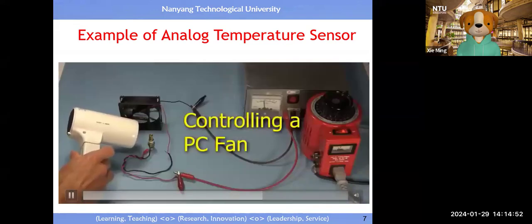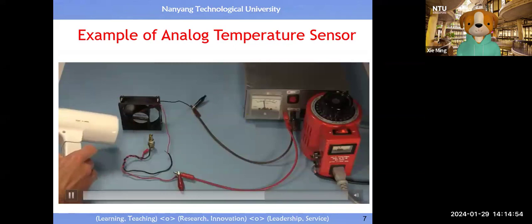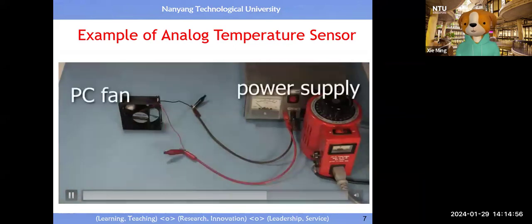Here's the fun I had making the PC fan turn on when the thermistor gets too hot. First, here's the circuit without the thermistor. It's very simple. The positive from my homemade power supply goes to the positive of the fan, and the negative of the fan goes back to the power supply. When I turn on the power supply, the fan starts spinning.